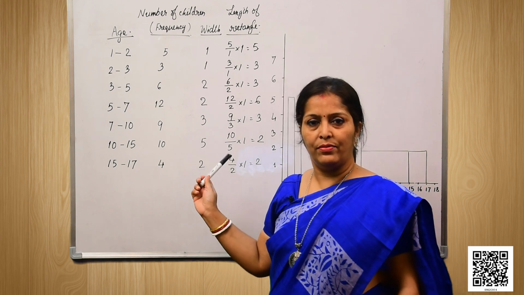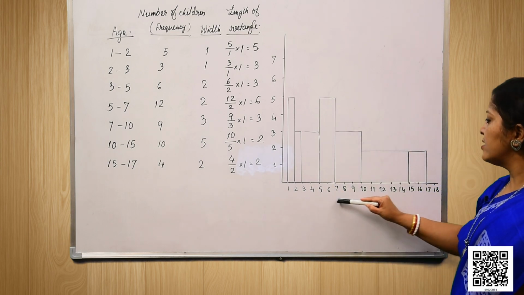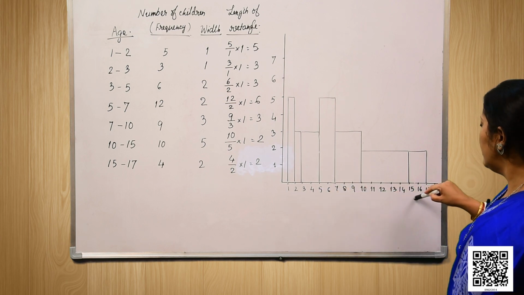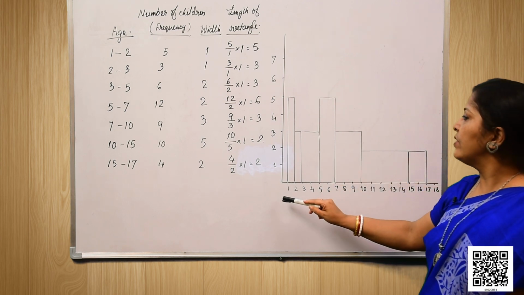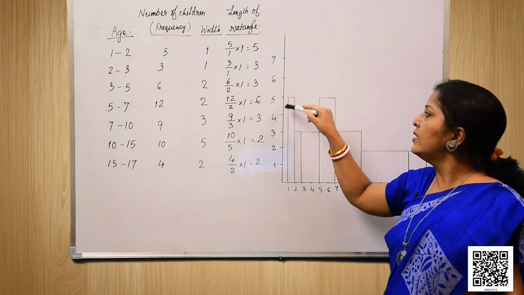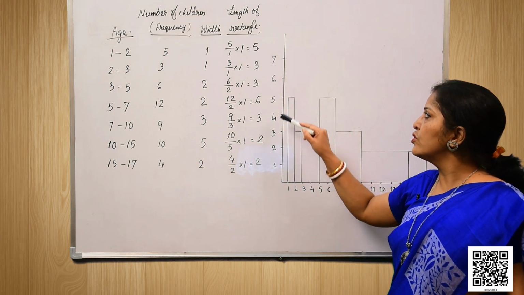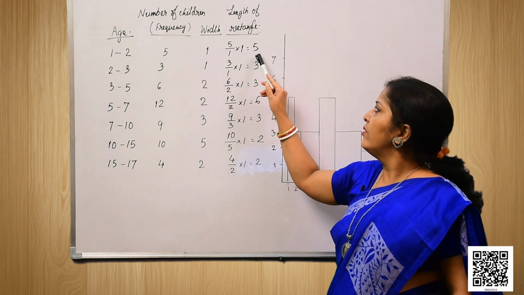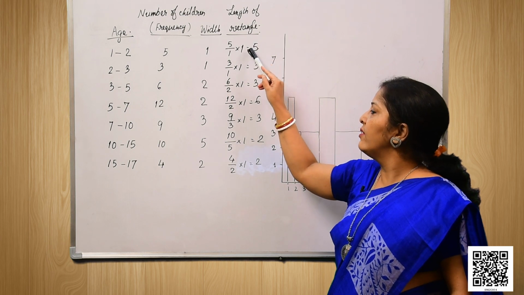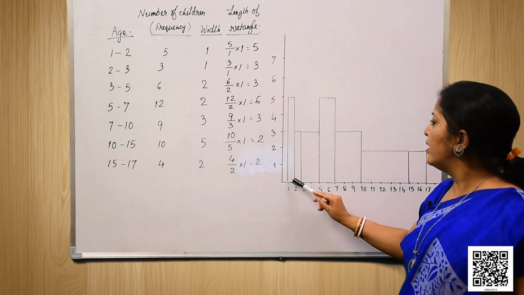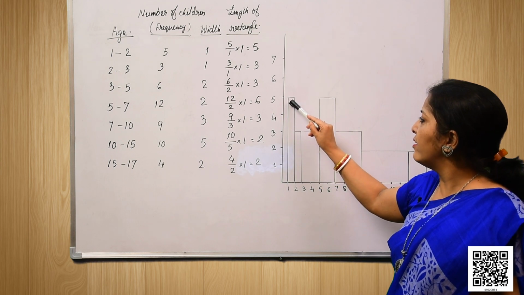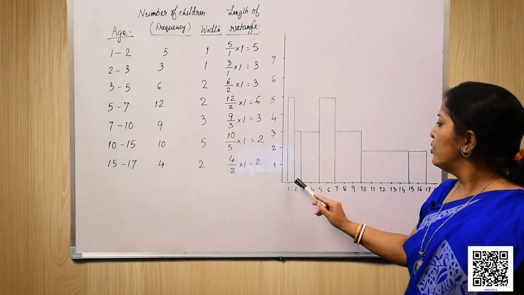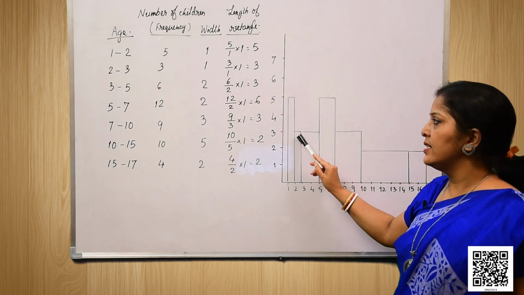Now let us see the graph. So along the horizontal line we have written the ages of the children starting from 1 to 17, and along the vertical line we have drawn the frequency starting from 1 to 6. See, first column we are having 1 to 2, the rectangle will be up to the length 5. So from 1 to 2 the rectangle is up to the length 5. Then in the next, 2 to 3, it is up to the height of 3. So 2 to 3 it is up to the height 3.